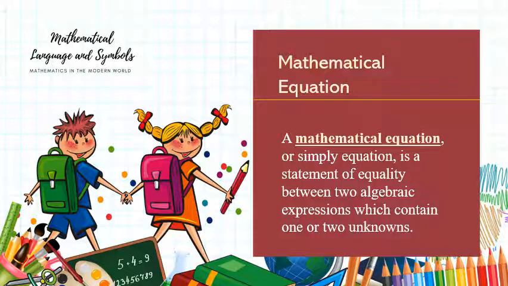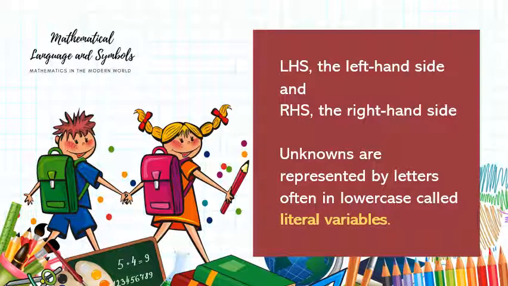It is also customary to speak of the left or right sides of an equation. They are often labeled with acronyms LHS, the left-hand side, and RHS, the right-hand side. Unknowns are represented by letters, often in lowercase, called literal variables. So the unknowns in the mathematical equations, we call them literal variables. So here it is: left-hand side, right-hand side, and the literal variables.